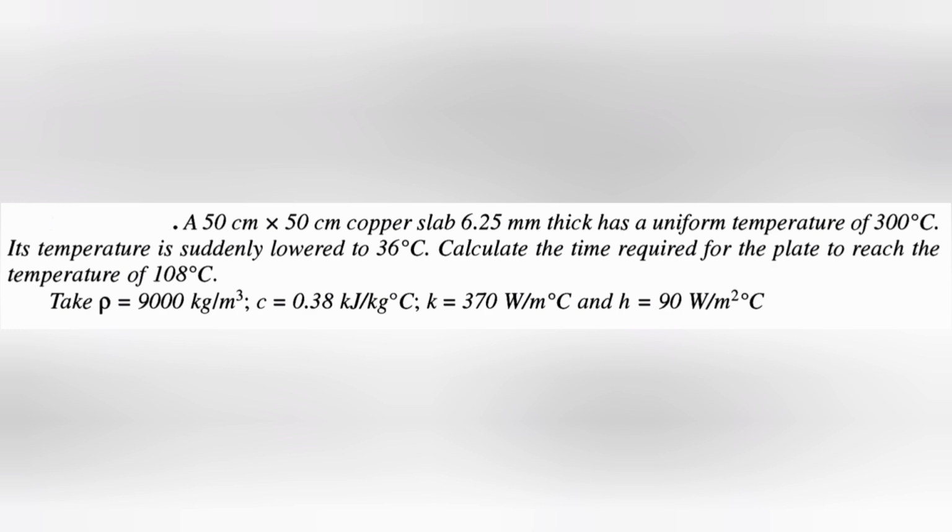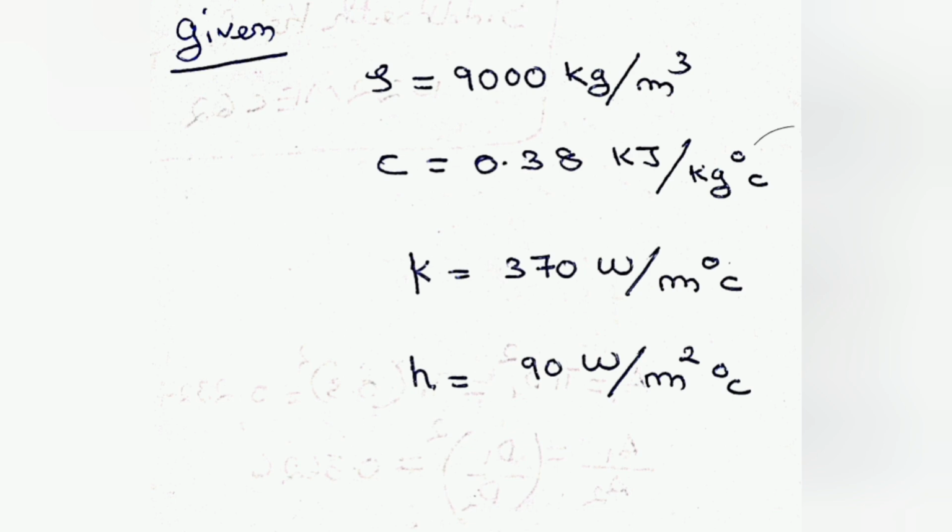The given data are: density is 9000 kg per meter cube, Cp is 0.38 kJ per kilogram degree Celsius, thermal conductivity K is 370 watts per meter degree Celsius, and heat transfer coefficient H is 90 watts per meter square degree Celsius. Here is all the given data: density, Cp, thermal conductivity K and heat transfer coefficient H.